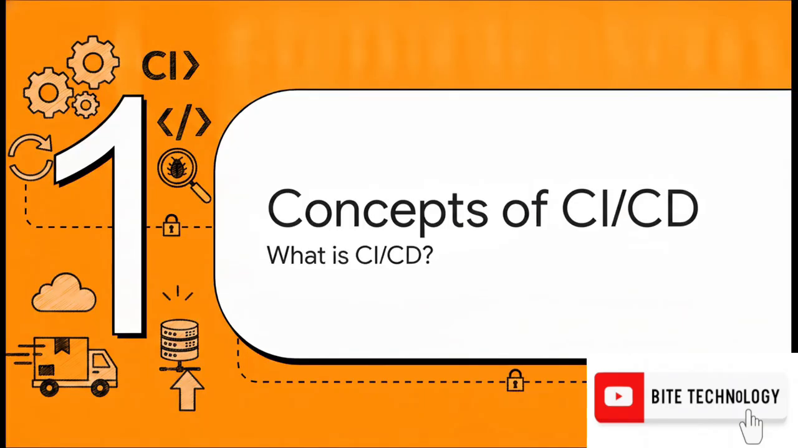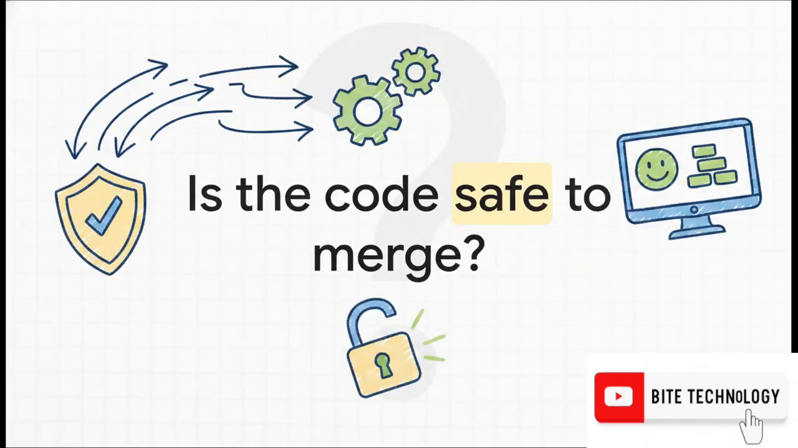Section 1. Concepts of CI/CD. Okay, let's dive into this. The term CI/CD is actually made up of two distinct halves. To build our mental model for that first half, continuous integration, or CI, I want you to always ask yourself this one absolutely critical question. Is the code safe to merge? You see, whenever a developer pushes a change, we need to know for sure if that new code can safely join the rest of the code base without breaking everything.